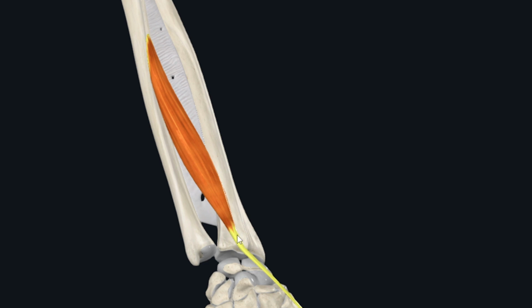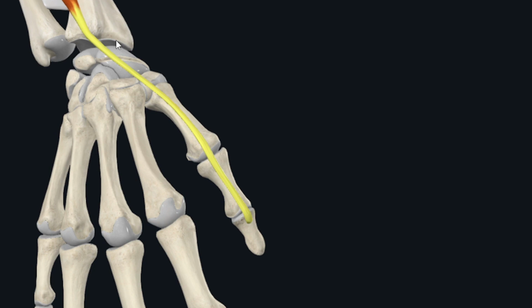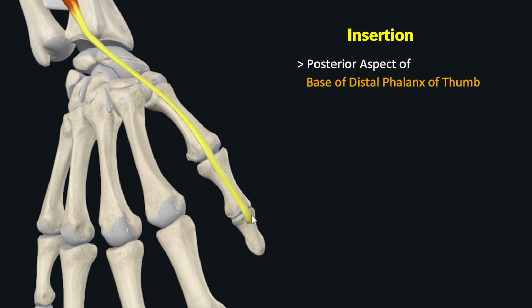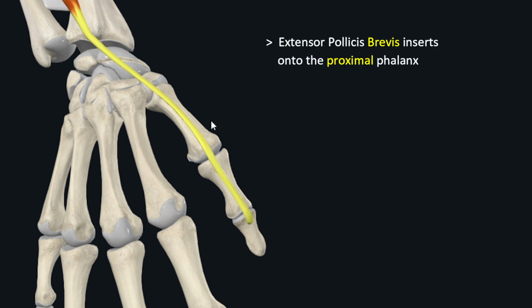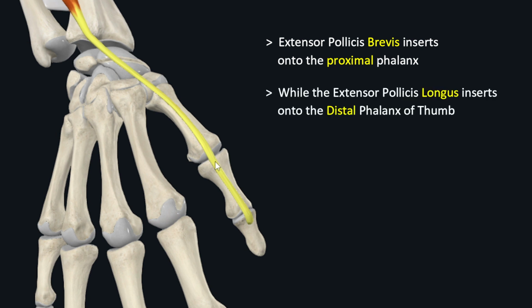And that muscle tendon crosses the wrist joint. And after crossing the wrist joint, this muscle tendon runs inferiorly over the posterior aspect of the thumb and inserts onto the posterior aspect of the base of the distal phalanx of the thumb, as you can see. So the difference between the insertion of the extensor pollicis brevis and that of the extensor pollicis longus is that the extensor pollicis brevis inserts onto the proximal phalanx of the thumb, while the extensor pollicis longus inserts onto the distal phalanx of the thumb.